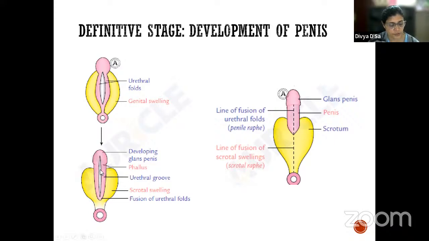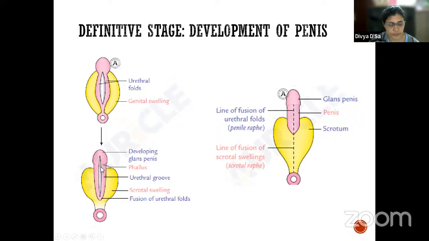And with the extension of the primitive urethral folds on the undersurface of the phallus, the primitive urethral groove is also extending, isn't it? So along with the urethral fold, the primitive urethral groove also gets extended, and it extends up to the tip of the phallus. This is the developing glans penis. So up to that tip, it will extend.